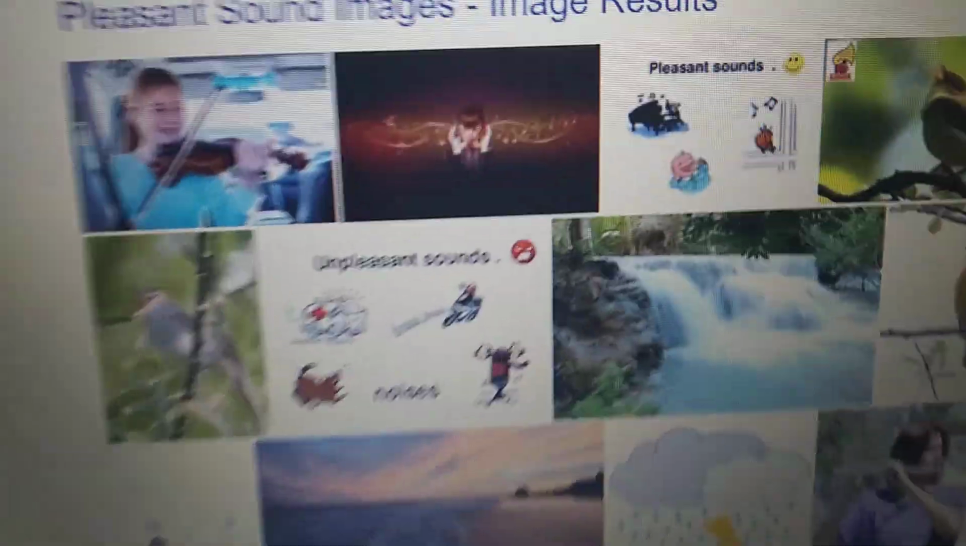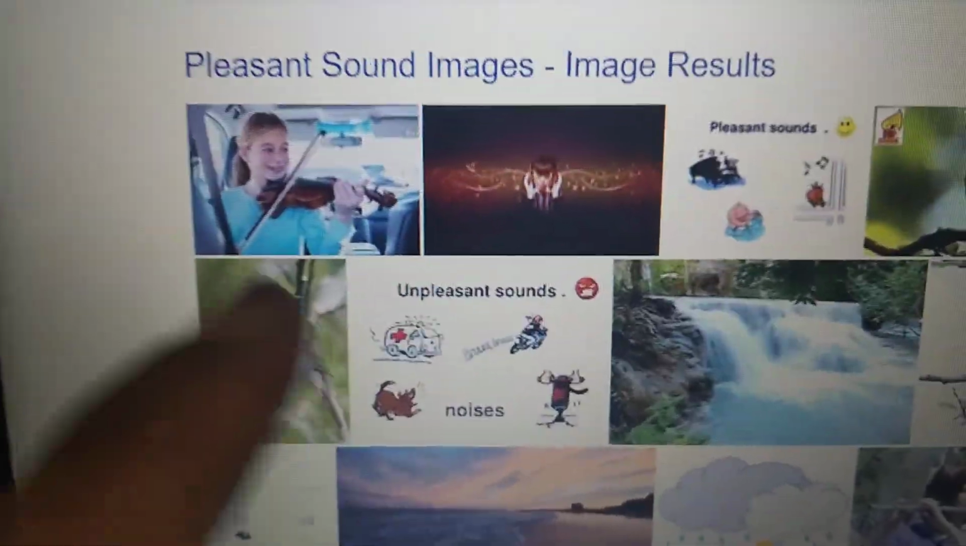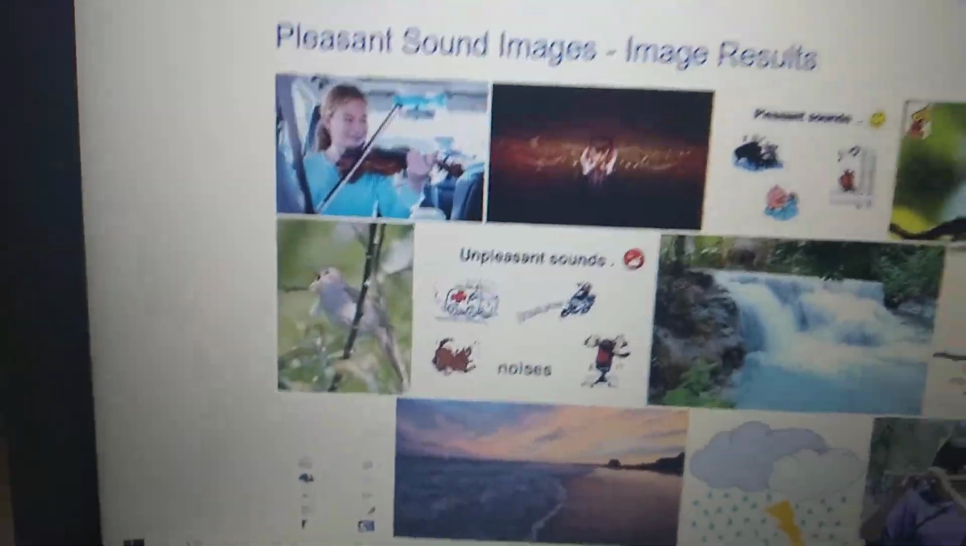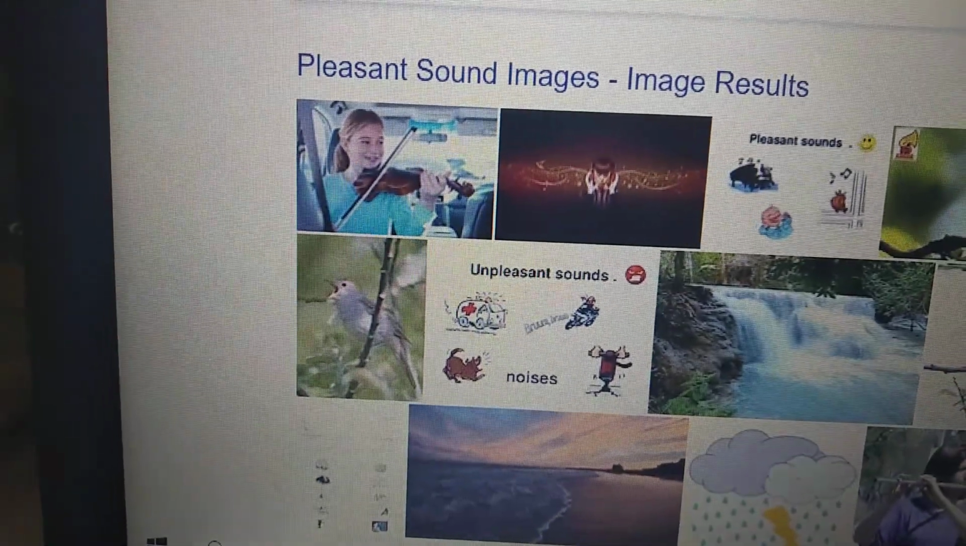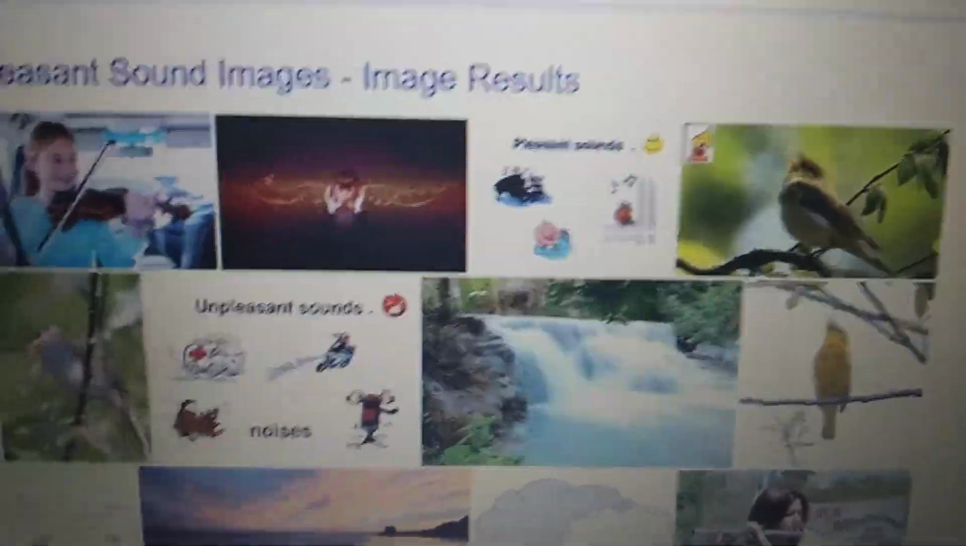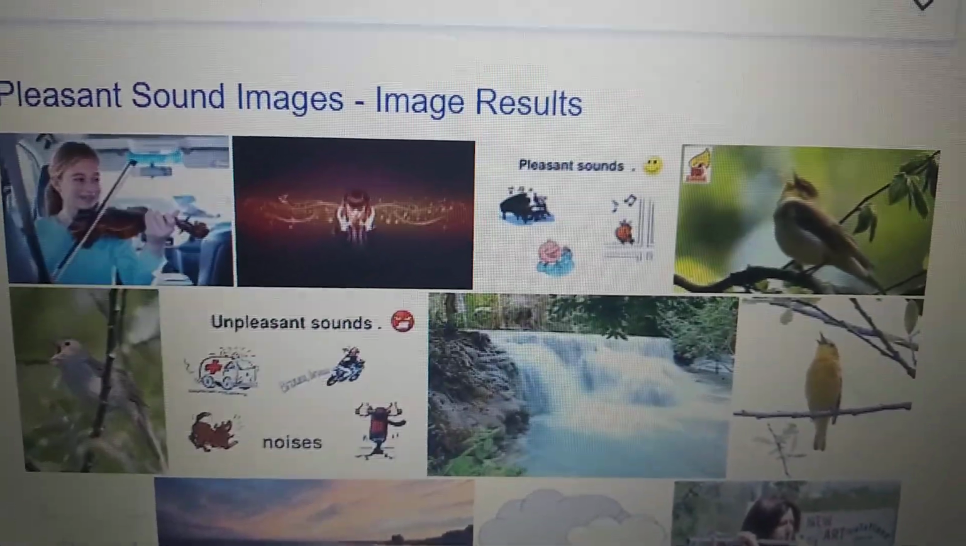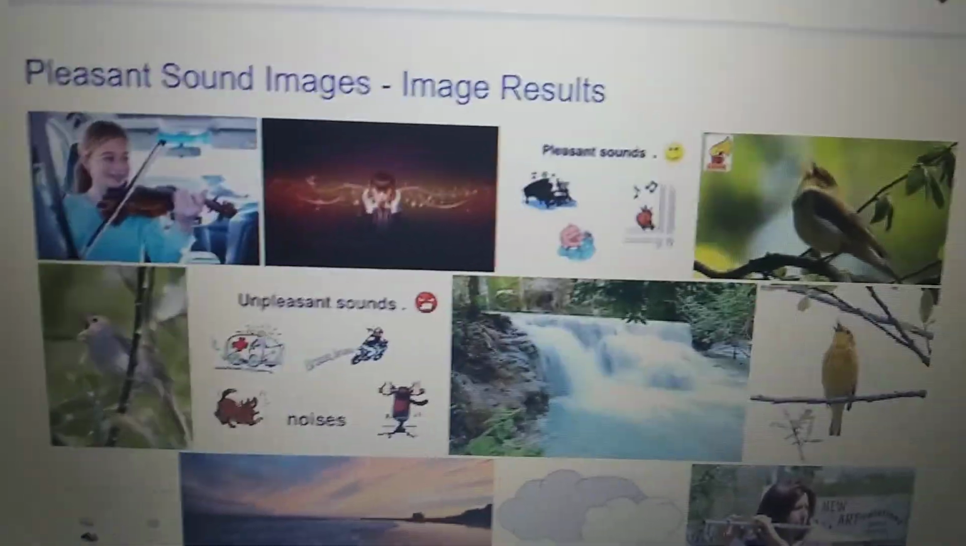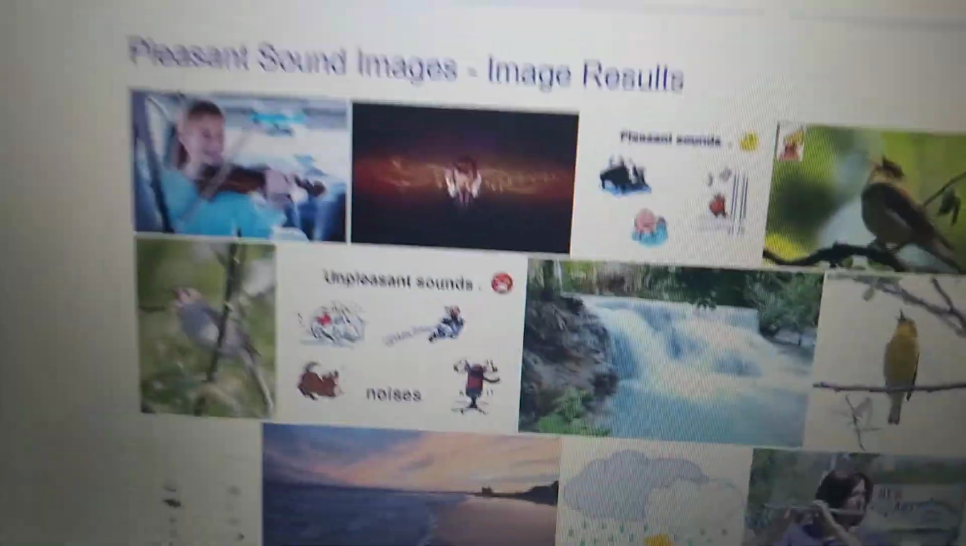If you see here, she is playing music. That is a soft, pleasant sound. Some sounds will be pleasant and some will be unpleasant. The sounds of birds, rainfall, and a piano are pleasant sounds.